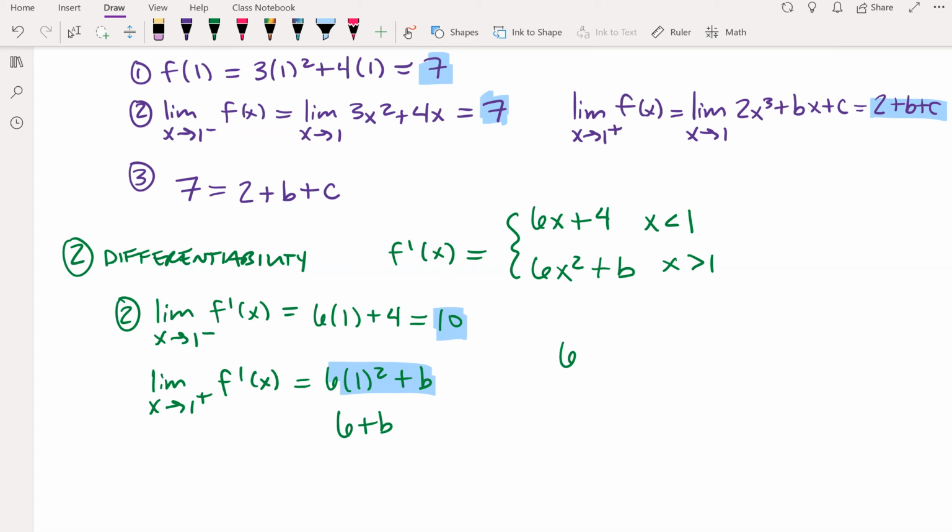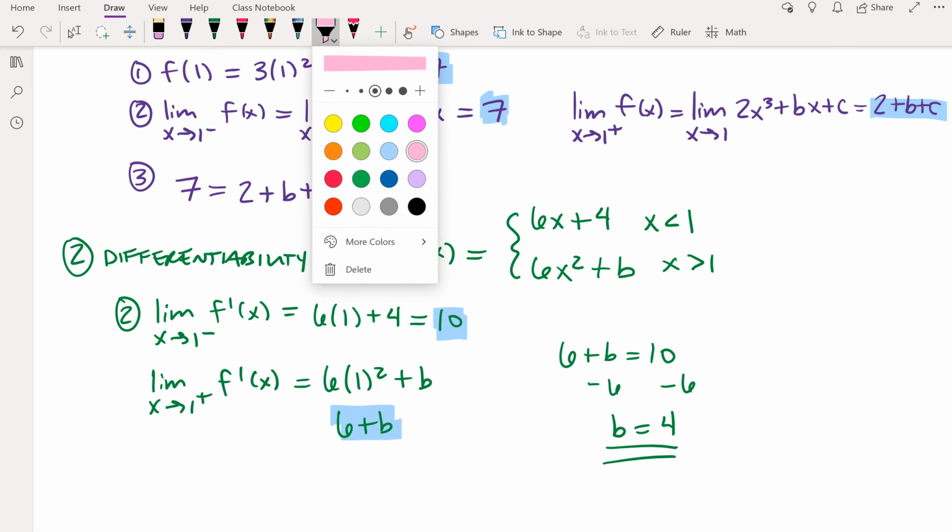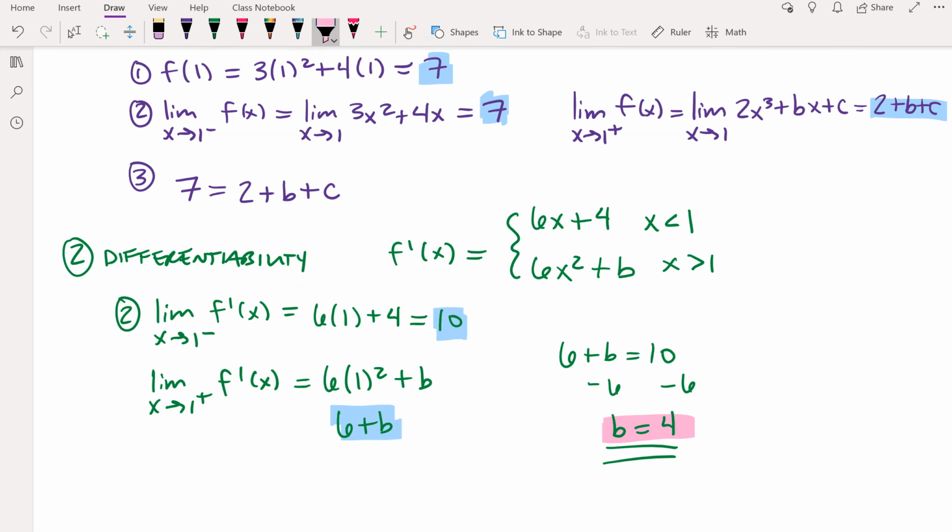So let me fix that: 6 times 1 squared. We want 6 plus b to equal 10. So let's set those equal: 6 plus b equals 10. Now we can actually find the value of b. Subtract 6 on both sides. What does b equal? b equals 4. Yay, we have b. Now guess where we could put that? We can take the value of b and plug it in up here. So b equals 4, plug that in right here, and then we can find c.